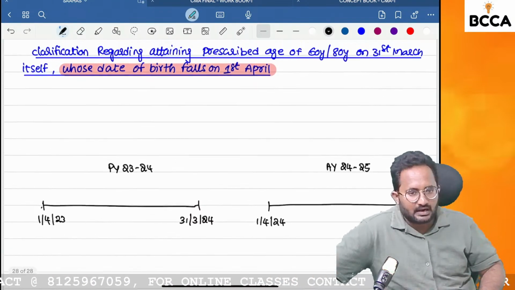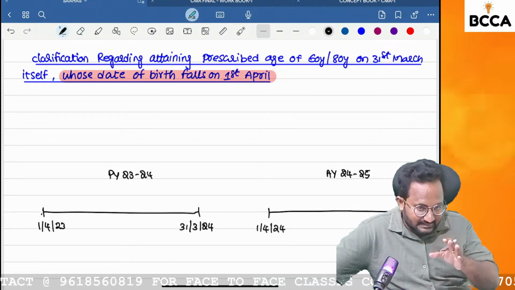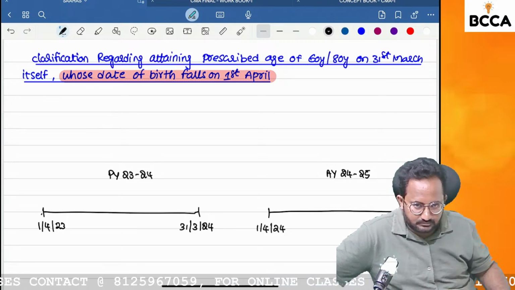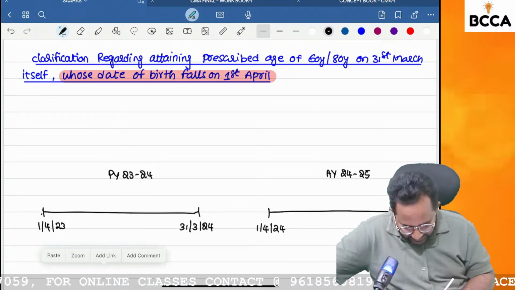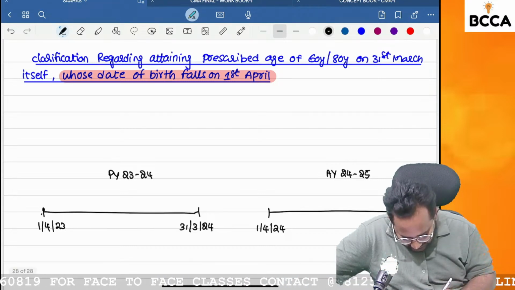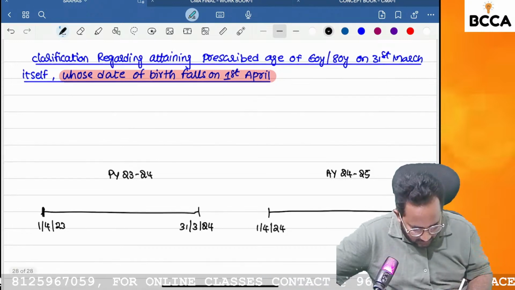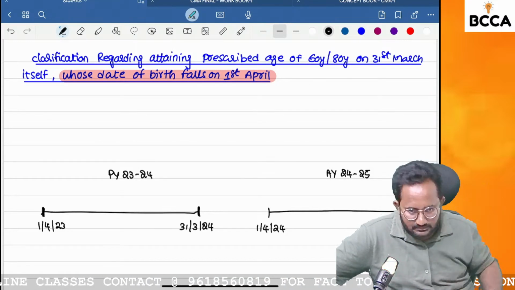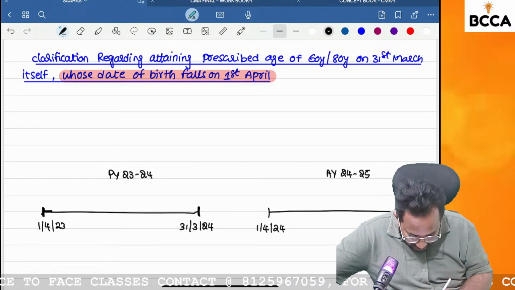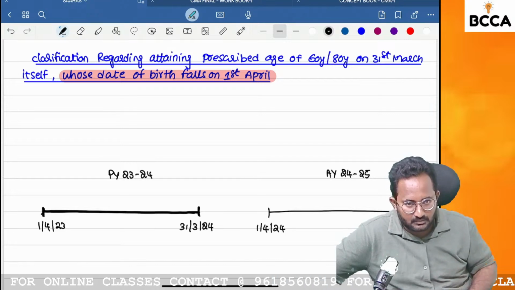Sir, if you want to claim as a senior citizen or very senior citizen, you need to attain at least 60 years or 80 years at any time during the previous year. If you attain the age of 60 years on the first day of the previous year, or at any time during the previous year, you are called a senior citizen. If you attain 80 years at any time during the previous year, you are called a super senior citizen or very senior citizen.